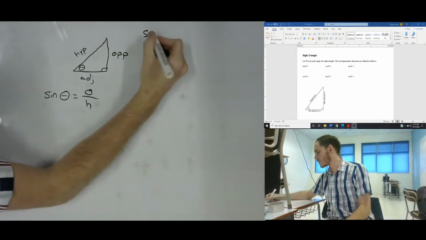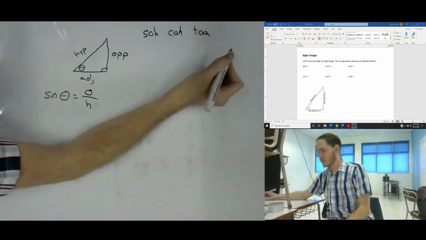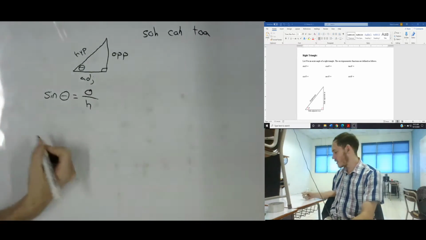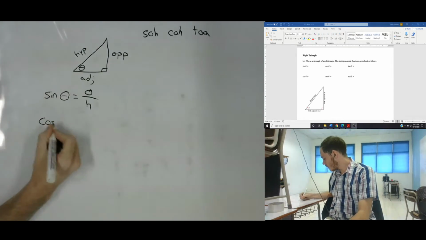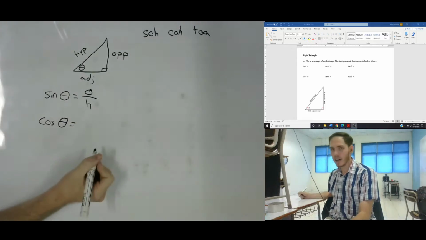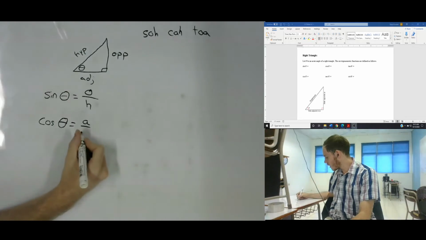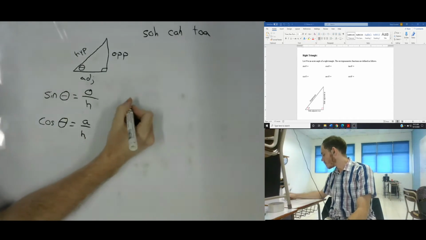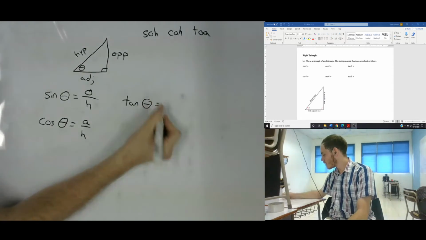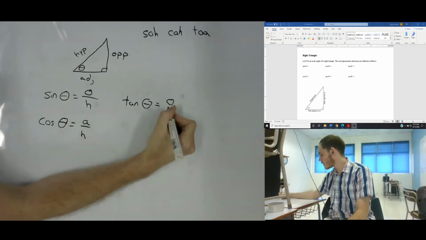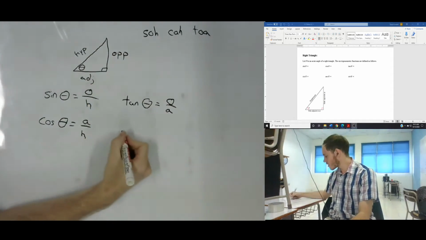Some of you would know SOH CAH TOA. It's useful for, especially, it's useful for SAT when you take it. Okay, so cosine will be adjacent over hypotenuse. Tangent is going to be opposite over adjacent. These are just division, so you divide the lengths.